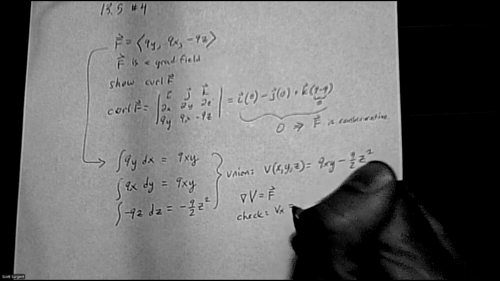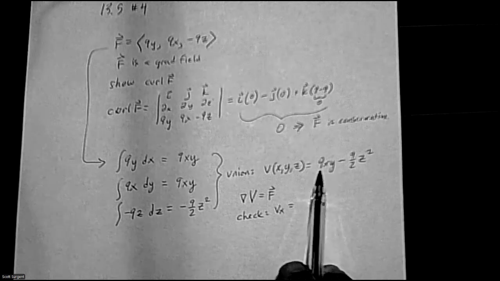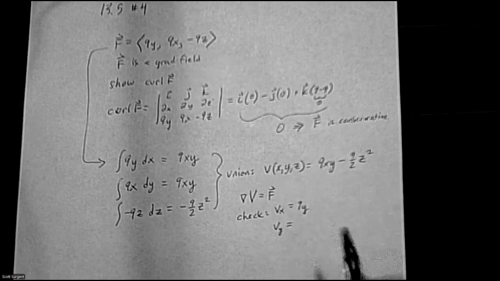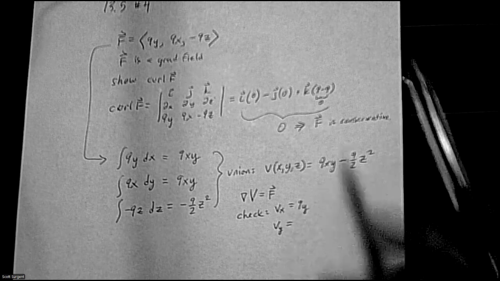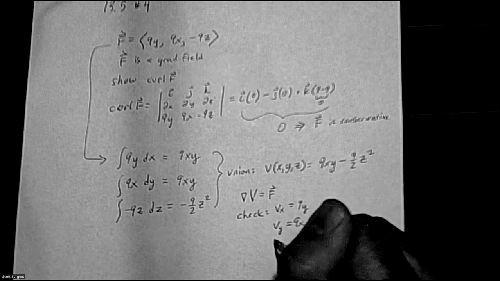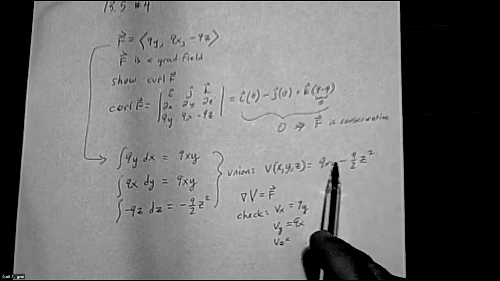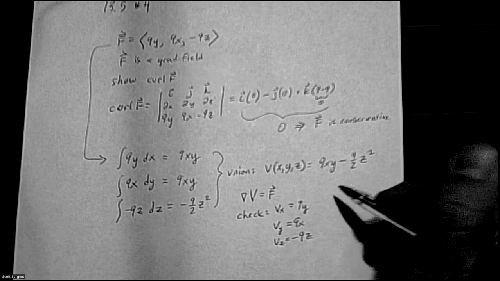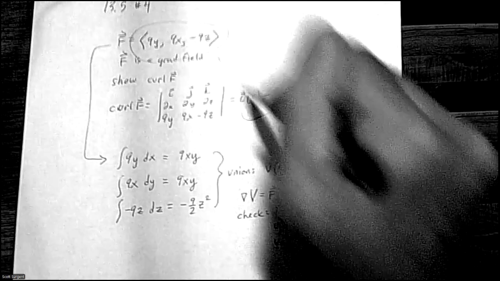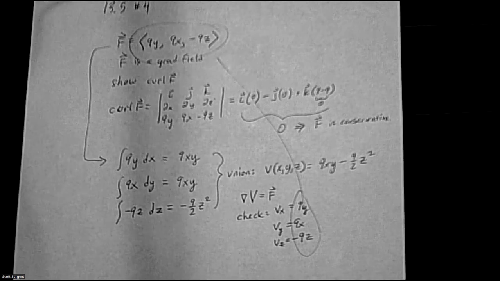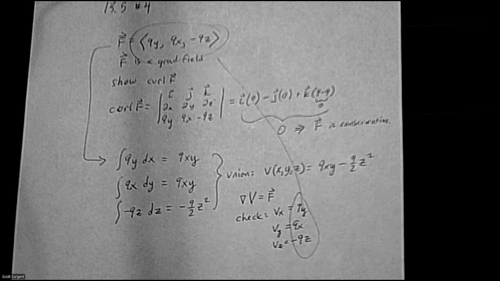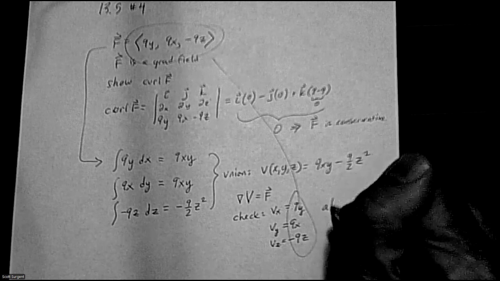V sub x is 9y. V sub y is 9x. V sub z, there's nothing there, that drops out, the 2 comes down, negative 9z. And sure enough, that's exactly what the original vector field was. And furthermore, when you plug in 0, 0, 0, you get 0. So it also satisfies the initial condition.